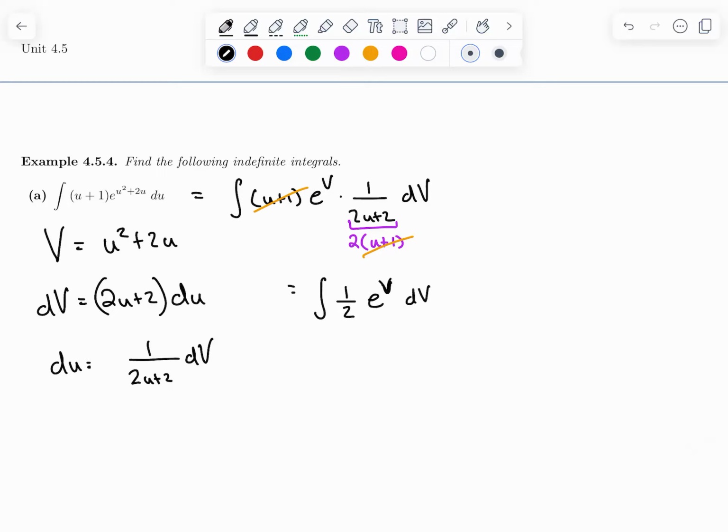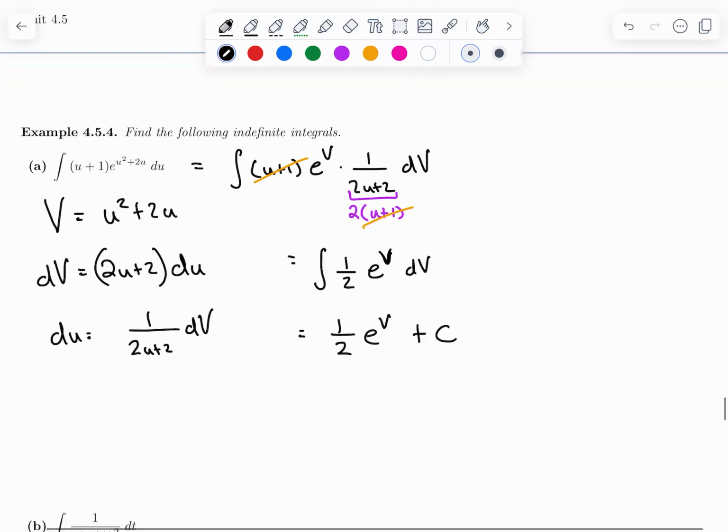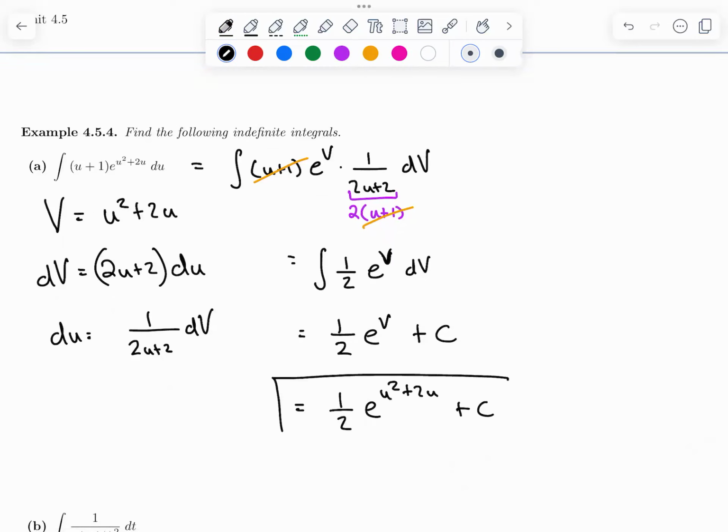So we have the integral of 1/2, because that 2 is sticking around in the denominator, e to the V dV. And the integral of e to the V is itself. So this will be 1/2 e to the V plus a constant c, but V was claimed to be u squared plus 2u. So at the end of the day, we have 1/2 e to the u squared plus 2u plus a constant c.